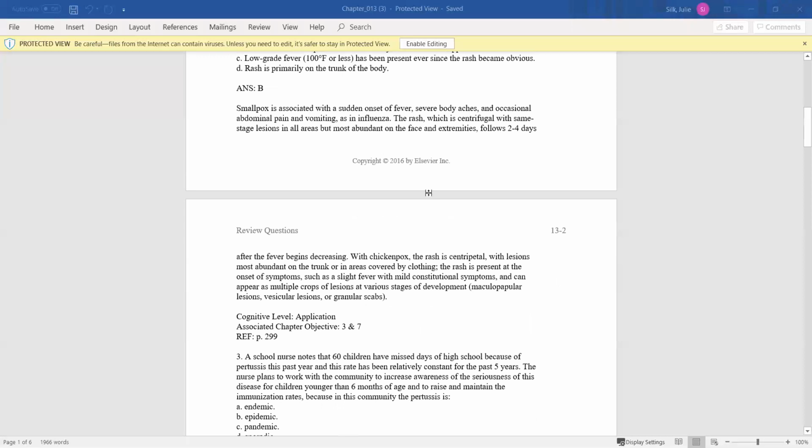All right, let's look at this one. So, a school nurse notes that 60 children have missed days of high school because of pertussis this past year, and this rate has been relatively constant for the past 5 years. The nurse plans to work with the community to increase awareness of the seriousness of the disease for children younger than 6 months of age, and to raise and maintain the immunization rates because in this community, the pertussis is, is it endemic, epidemic, pandemic? Can I see that last word? Or sporadic?